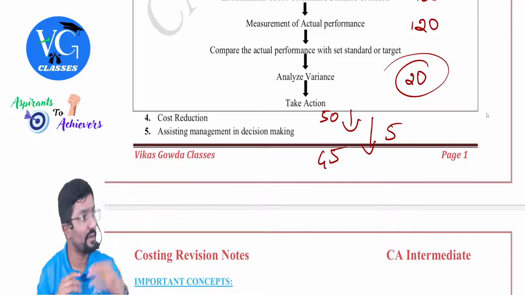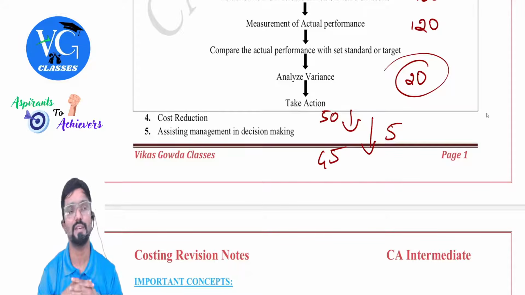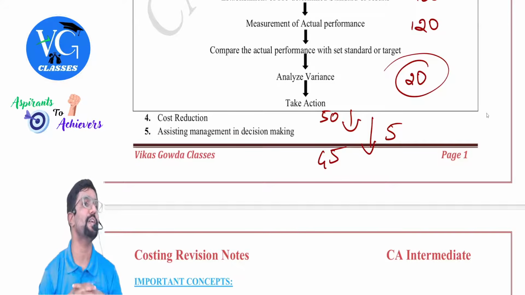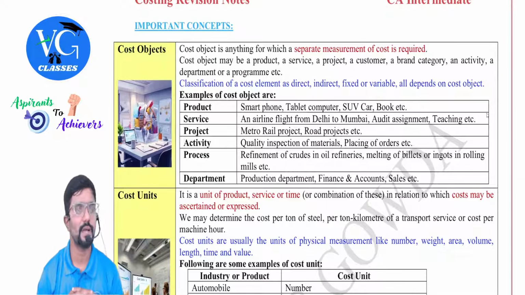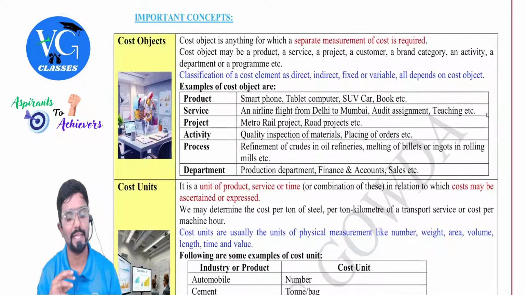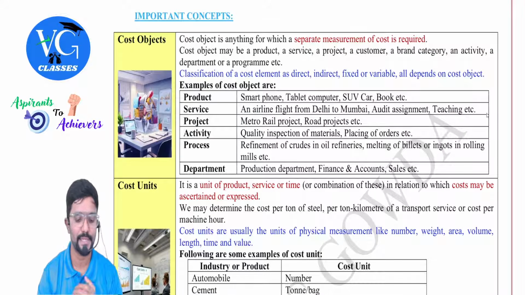Purchase price will go down because of this one, but carrying cost will go up because I have to take care of a large quantity of raw materials. These are just a few examples which I gave. Okay, sure. Some important concepts. This can come either as an MCQ or even as descriptive theory questions.